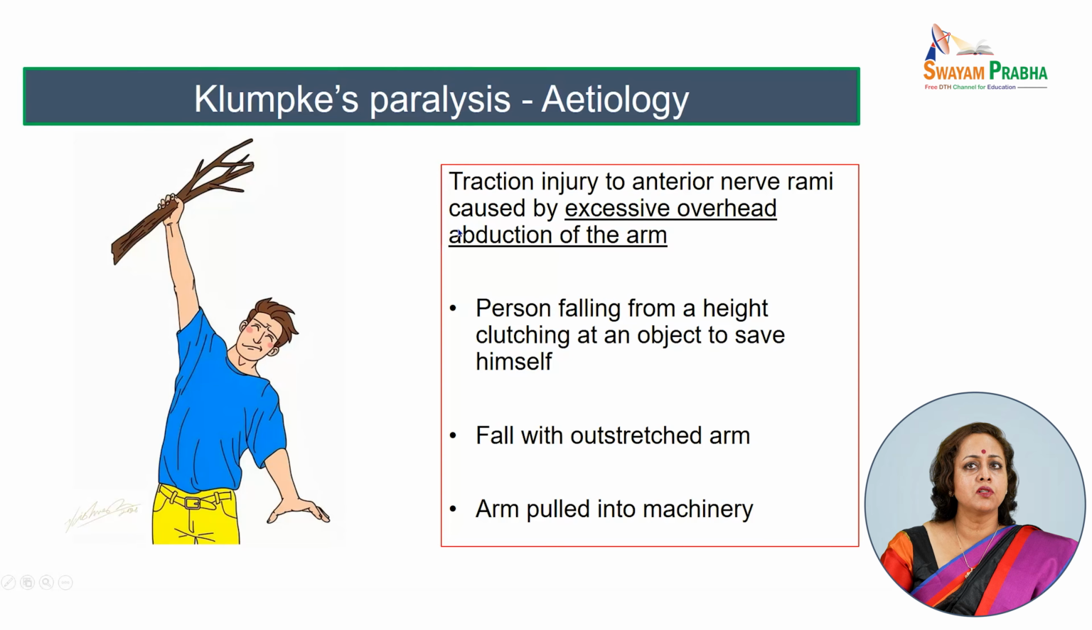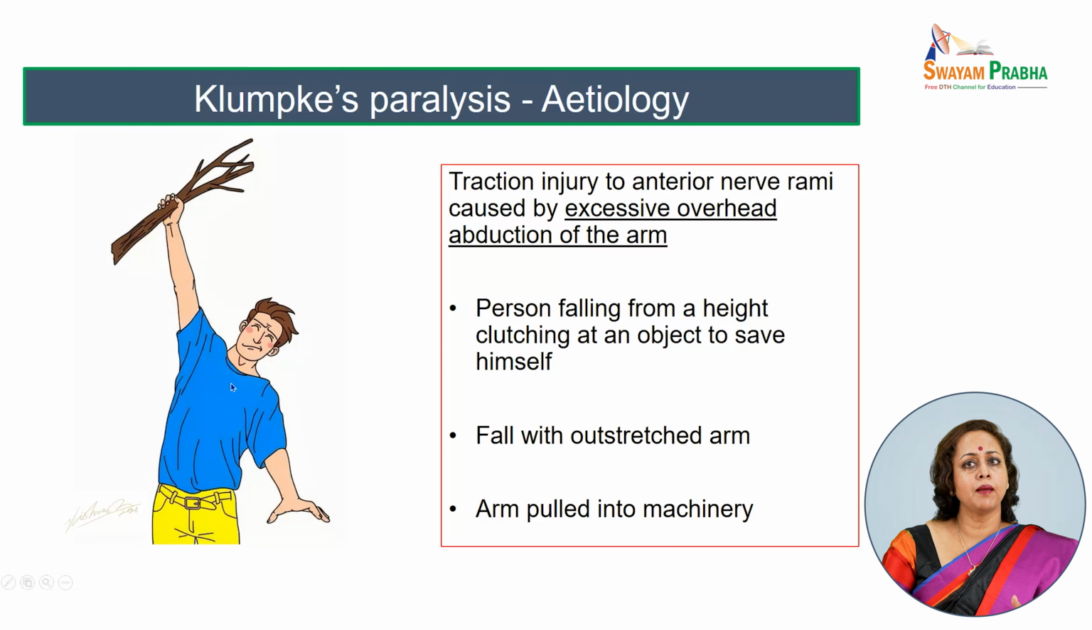So this is a traction injury to the anterior nerve rami because of excessive overhead abduction of the arm. Where? At the shoulder joint. It kind of pulls off the nerves by traction from the origin at the spinal cord. You can also have this kind of Klumpke's paralysis injury on a fall with an outstretched arm. So he falls with his arm outstretched, causing this hyperabduction or excessive overhead abduction.